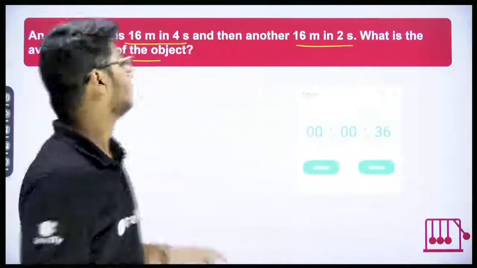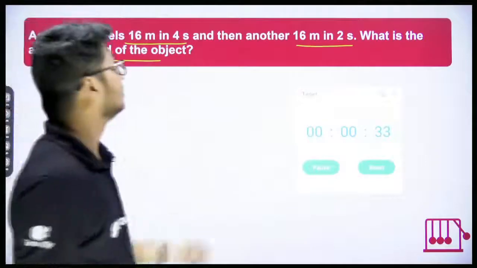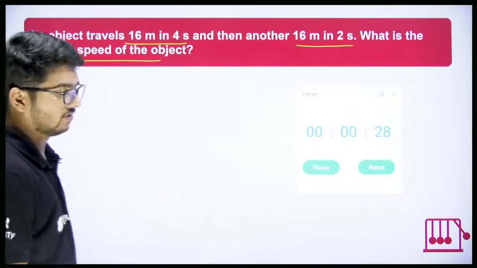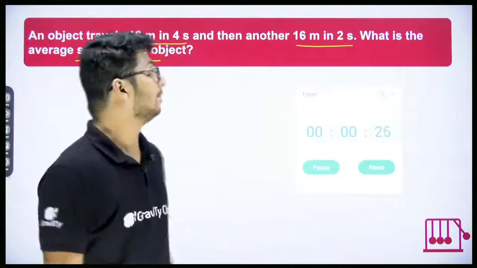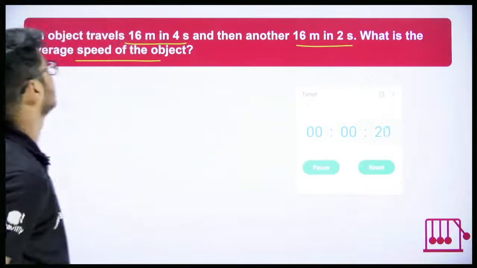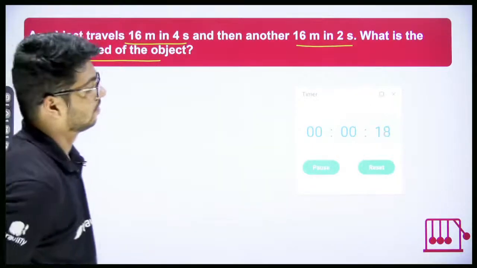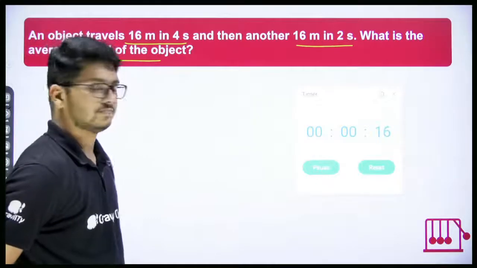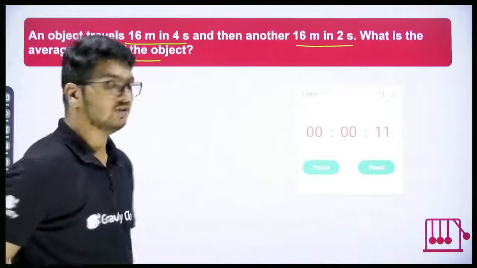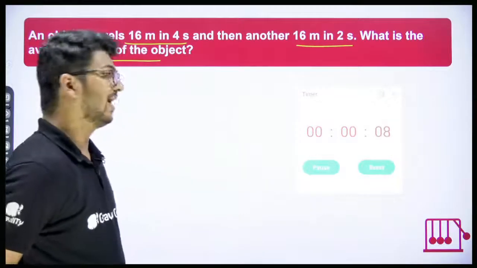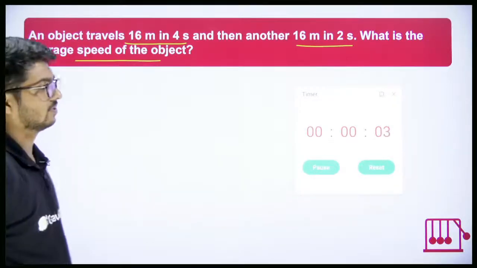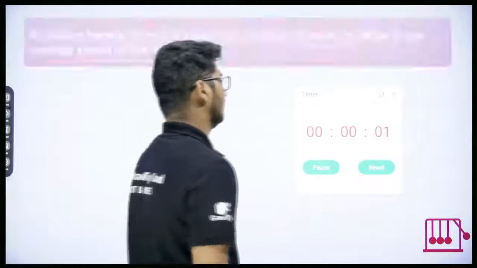An object travels 16 meters in 4 seconds and another 16 meters in 2 seconds. What is the average speed of the object? Please solve it. Stick to the formula, everyone. Find the total distance, find the total time, and divide total distance by total time, and you will get the average speed of the object. The time is up.